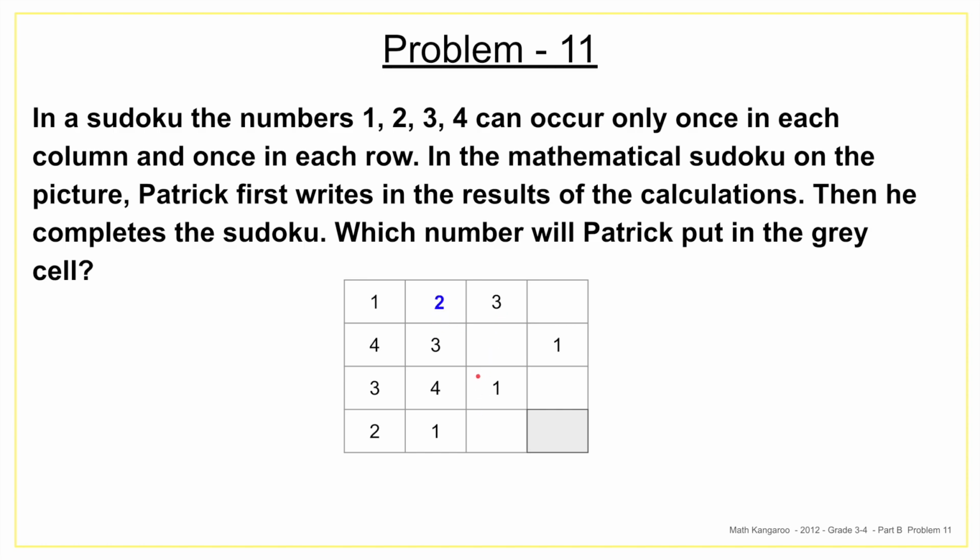Now let's go on. See what's missing in this row. We are missing 2. Let's put 2 in here. We are missing 4 in this column. We put 4. We are missing 1, 2, 3, 4 in here. We are missing 2 in here. And in the end, we know it is 3. So the gray cell is number 3, which is option C, 3.